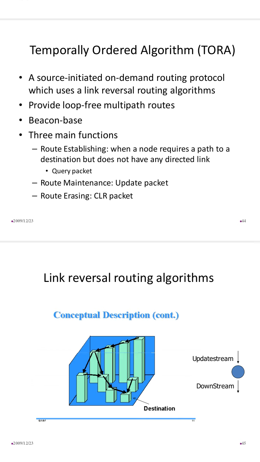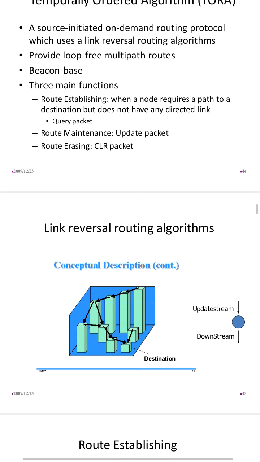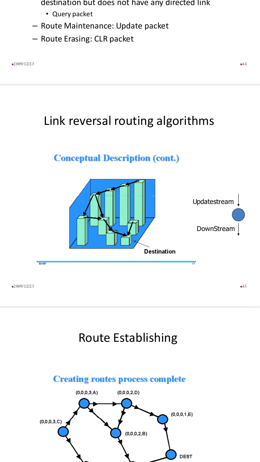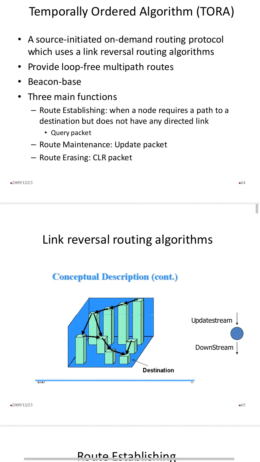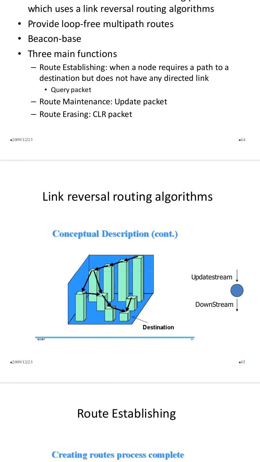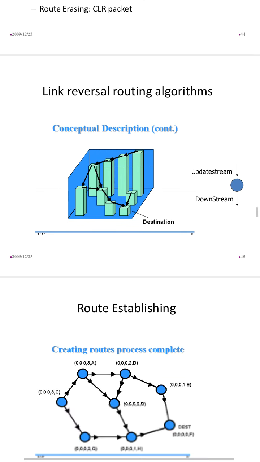In route maintenance, if any one of the links is broken, the source node will know the broken link path, and after that the source sends the packet on another path. Like this we can maintain the route. In the case of route erasing, a clear packet, the CLR packet, is sent to the source node. That means the particular path from source to destination is completely cleared.